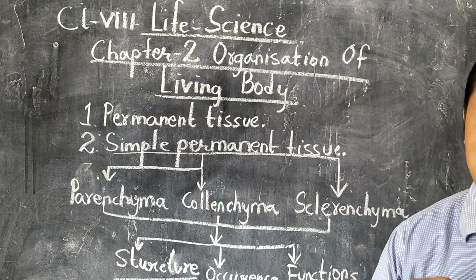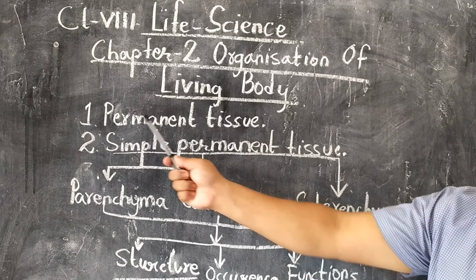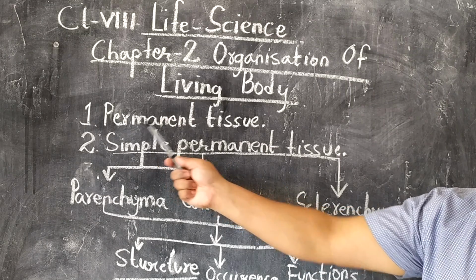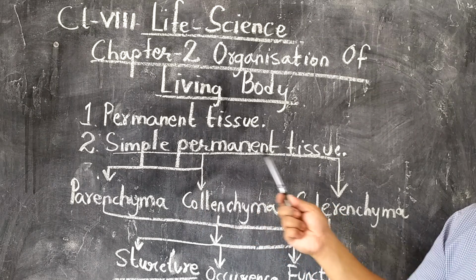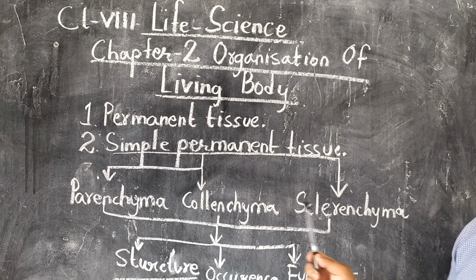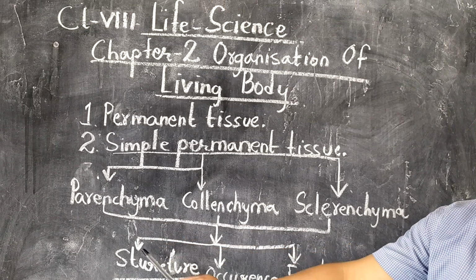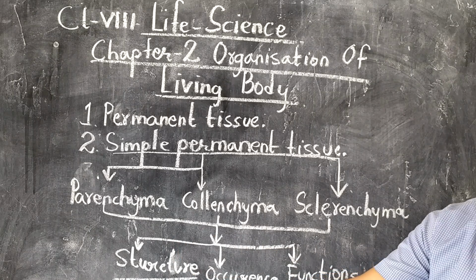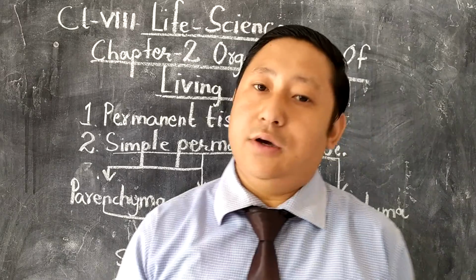Please look properly at the blackboard. Permanent tissue: today we are going to talk about the permanent tissue. Number 2, simple permanent tissue. These simple permanent tissues are divided into three categories: Parenchyma, Collenchyma, and Sclerenchyma. We are going to discuss these three in terms of structure, occurrence, and functions. So let's begin our class.